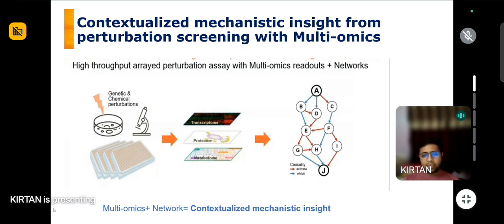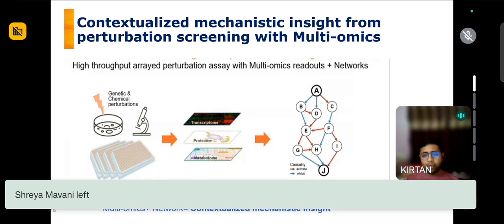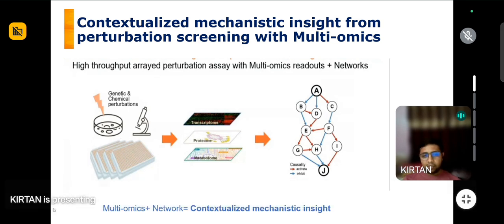And if you see the very small network here, there are small nodes like A, B, C, D, E, F, G, H, I, J, and there are different arrows. But how did I create the network? I combined three kinds of data here. If you see the left-hand side with the arrow, the transcriptomics, proteomics, and metabolomics, and I combined all the data and made a particular network to identify which metabolites or which proteins are playing an inhibition role or an activation role.